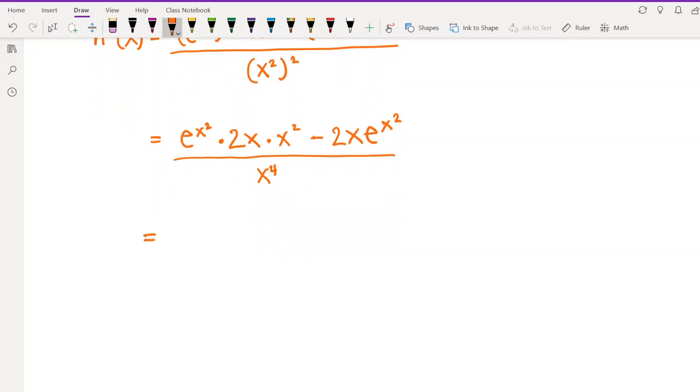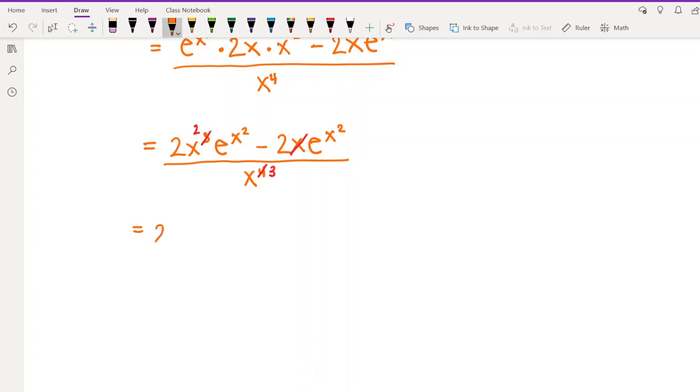So let's simplify this a little bit. Because everything has some common factors of x, we'll be able to simplify. Let's start by rewriting this as 2x cubed times e to the x squared minus 2x e to the x squared, all divided by x to the fourth. So all of these have a factor of x. We can get rid of this x, bring this down to being a 3, and get rid of one of these x's and bring it down to being a 2. So our final answer will be 2x squared e to the x squared minus 2e to the x squared, all divided by x cubed.